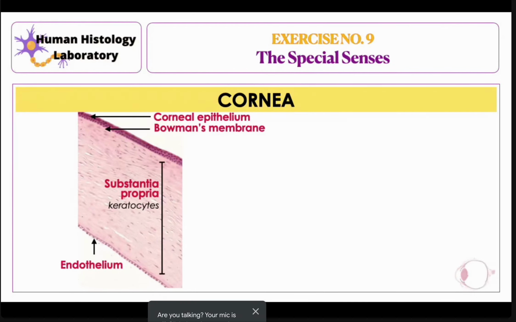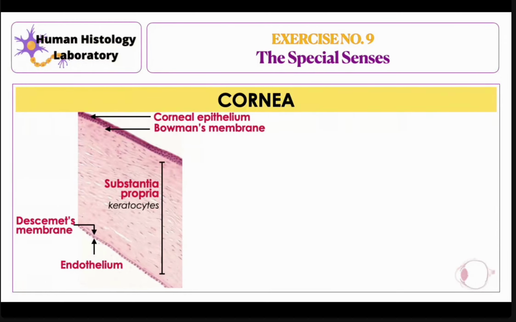The inner surface of the cornea is lined by a layer of flattened endothelial cells, which are supported by a very thick basement membrane we call the Descemet's membrane. The corneal endothelium is made of simple squamous epithelium covering the posterior surface exposed to the aqueous humor.